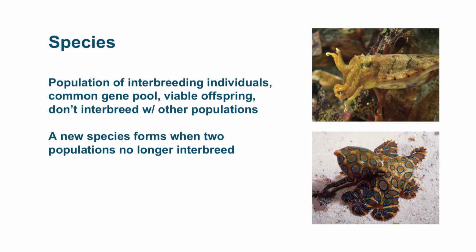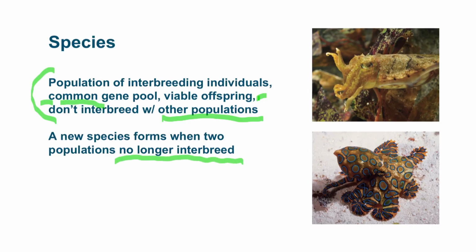A species is a population of interbreeding individuals. They have a common gene pool. They have viable offspring, meaning babies that can have babies. They don't interbreed with other populations. A new species forms when two populations no longer interbreed with each other.